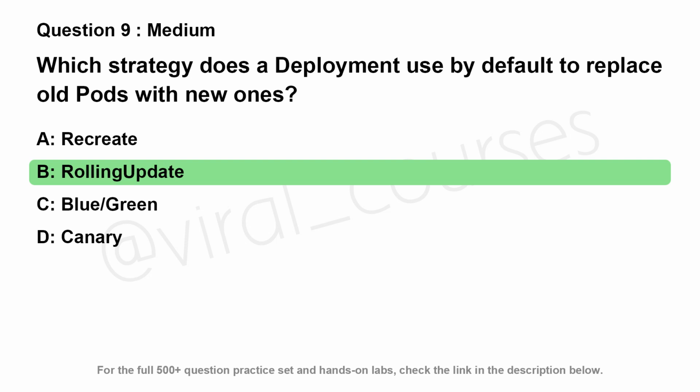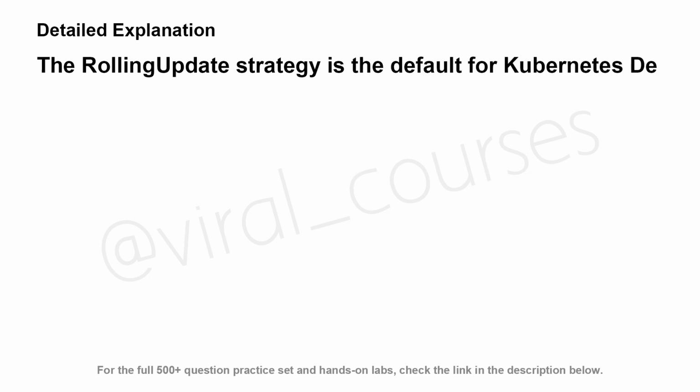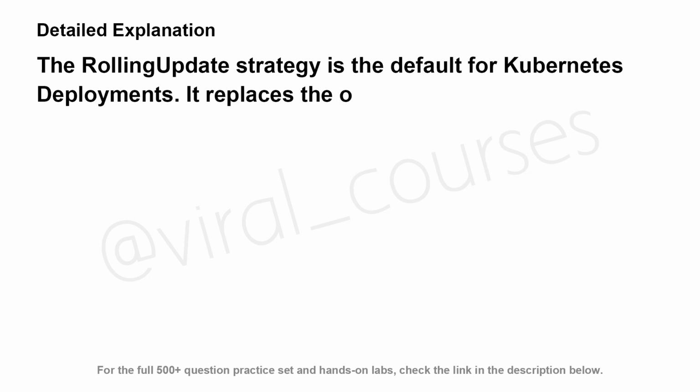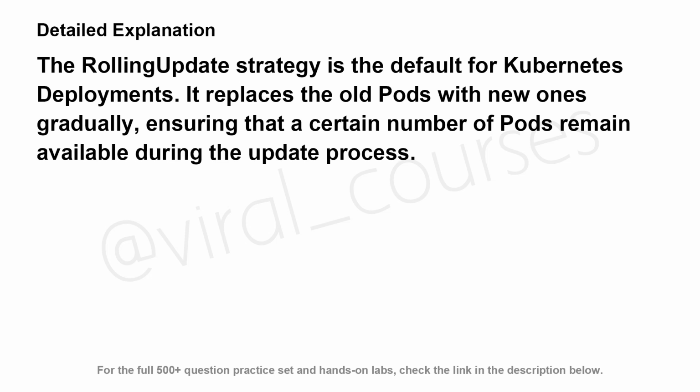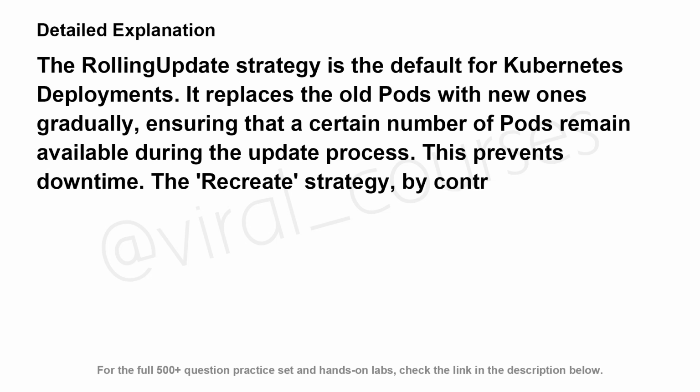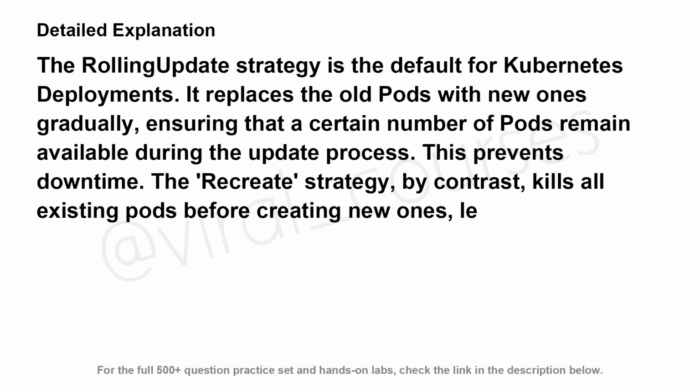The correct answer is B. The rolling update strategy is the default for Kubernetes deployments. It replaces the old pods with new ones gradually, ensuring that a certain number of pods remain available during the update process. This prevents downtime. The recreate strategy, by contrast, kills all existing pods before creating new ones, leading to a service outage.